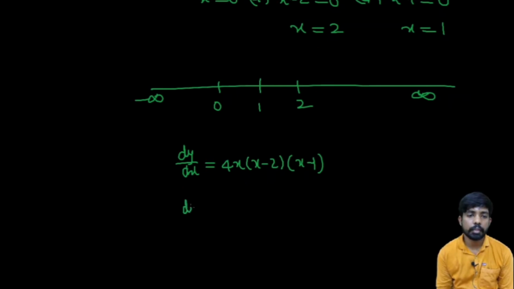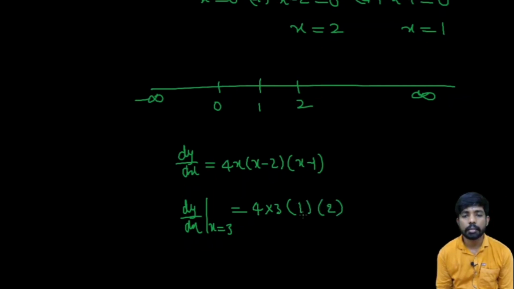So if I substitute dy by dx at x equals 3, then this is 4 into 3, and this 3 minus 2 is 1, 3 minus 1 is 2. Hence this is greater than 0. This is positive.